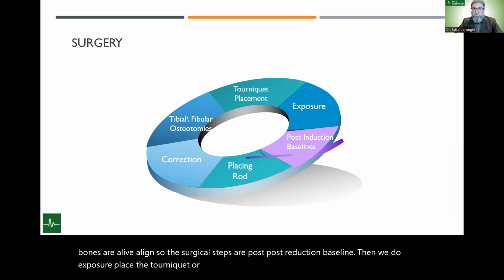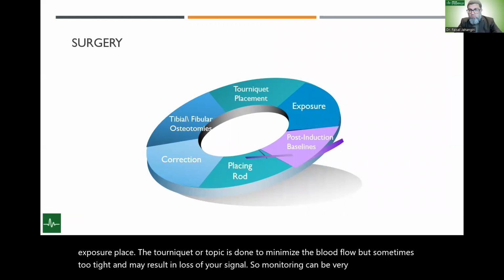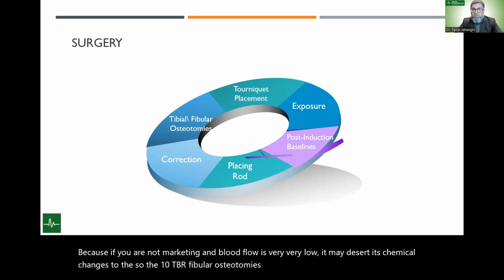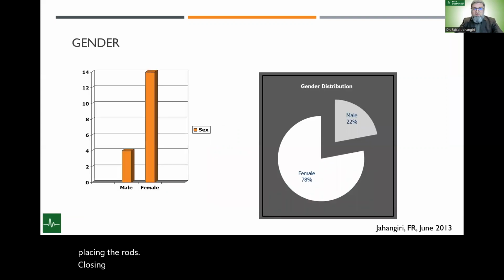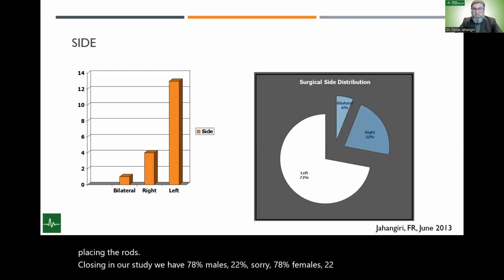The tourniquet is used to minimize the blood flow, but sometimes it is too tight and may result in loss of your signal. So monitoring can be very helpful, because if you are not monitoring and blood flow is very, very low, it may result in ischemic changes to the leg. Then the tibia or fibular osteotomy is done, then the correction, and placing the rods. Closing.